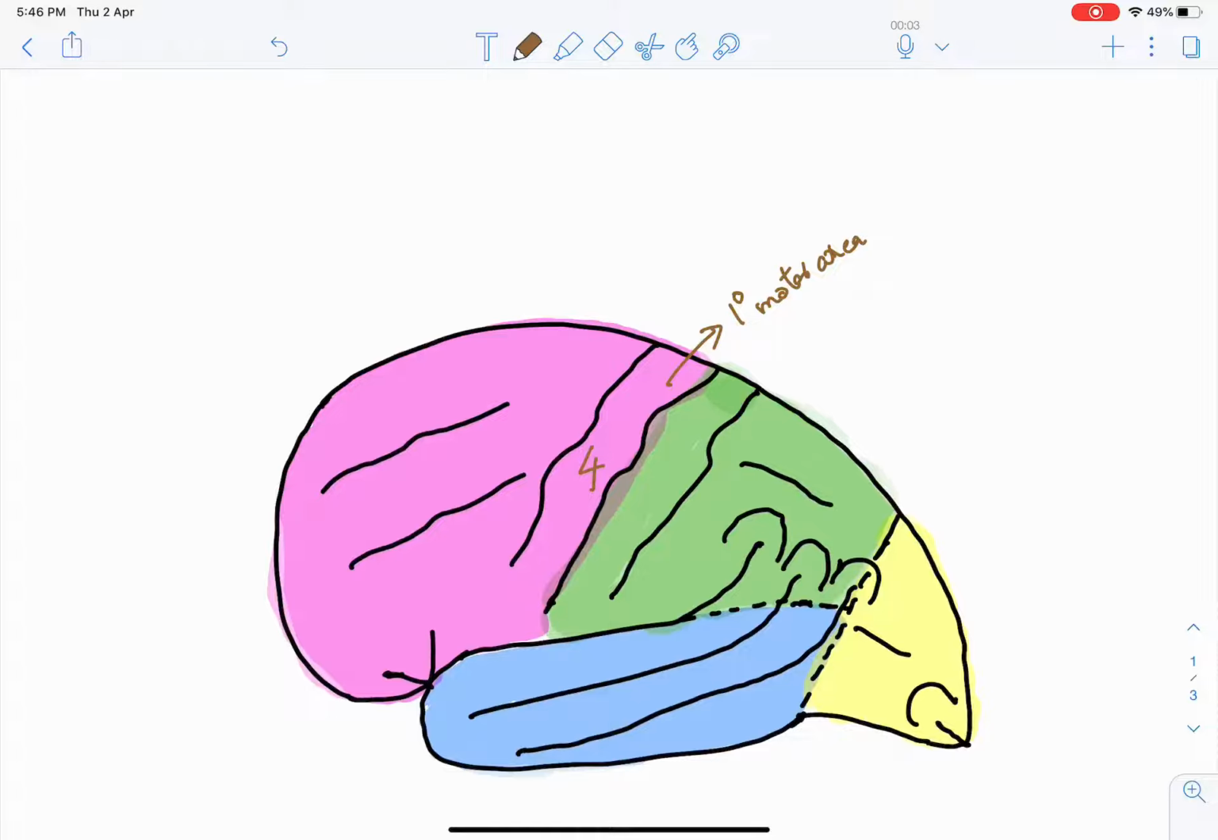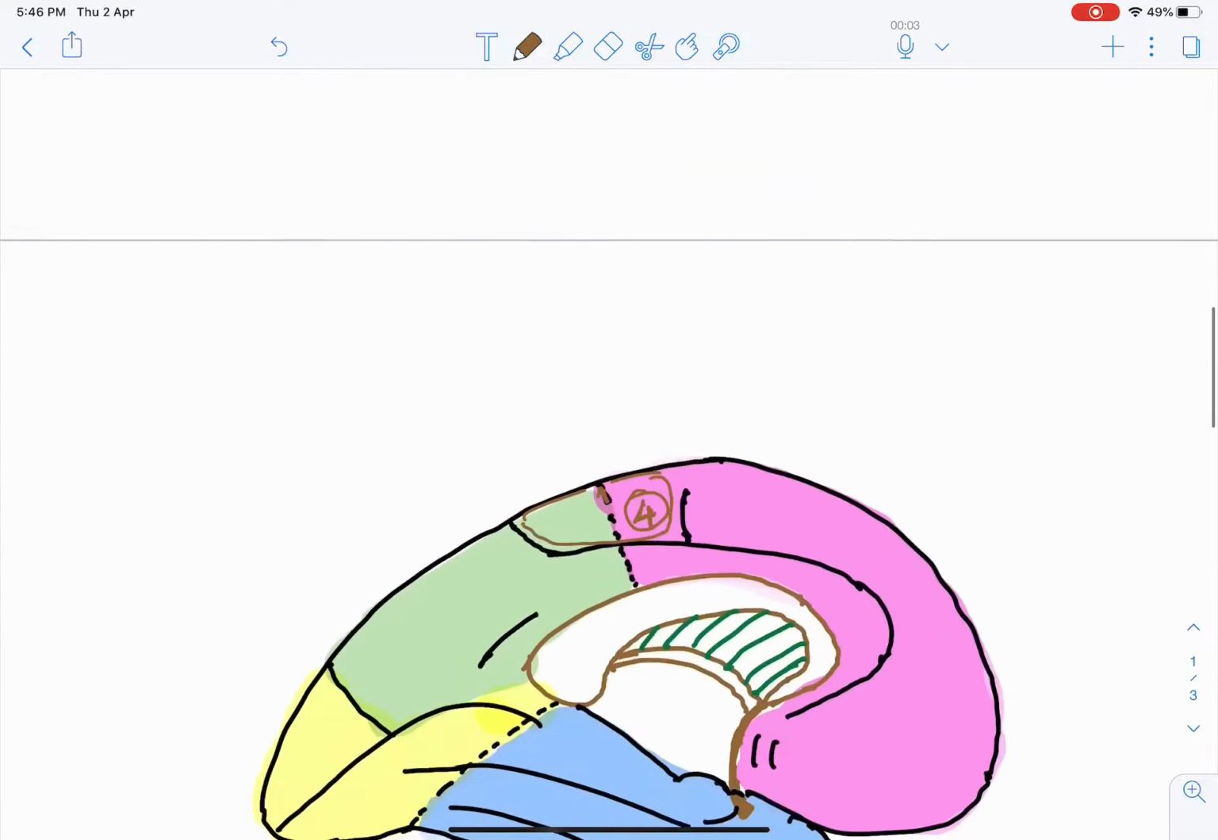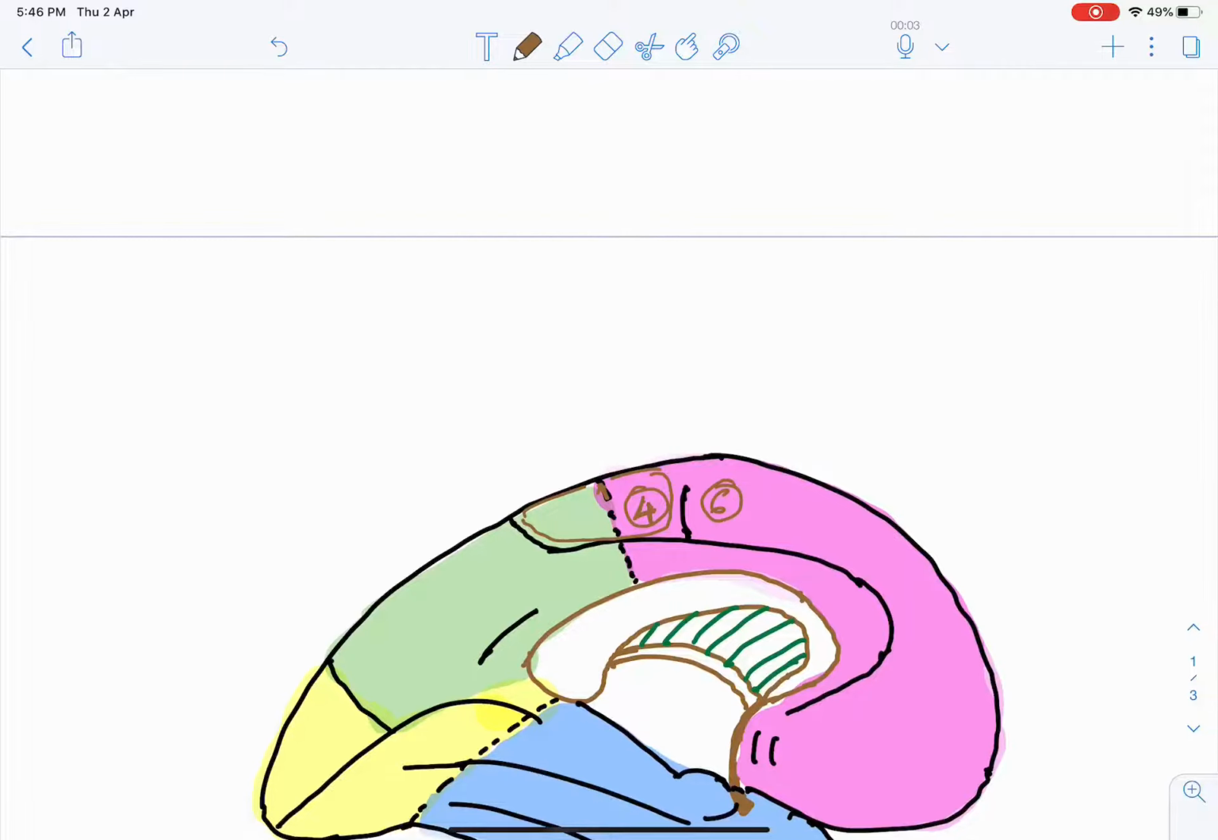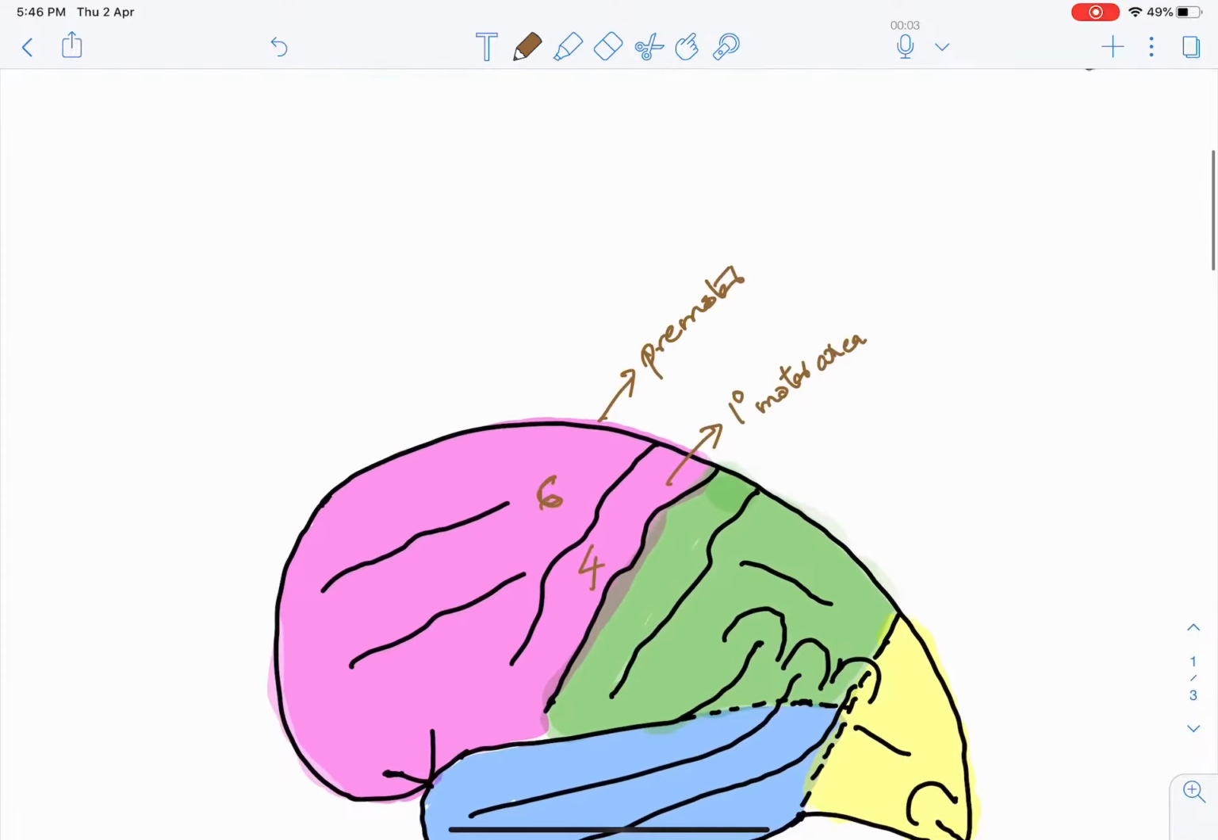The next area that we have to study is area number 6. Area number 6 is called the premotor area. It also extends into the medial aspect. It is seen in the posterior part of the superior, middle and inferior frontal gyrus. This is the superior frontal gyrus, this is the middle frontal gyrus and this is the inferior frontal gyrus. In the posterior part of the frontal gyri, you have the premotor area, that is area number 6.